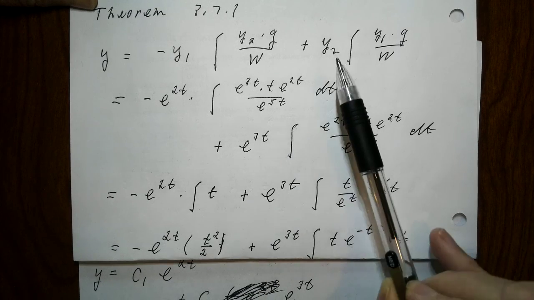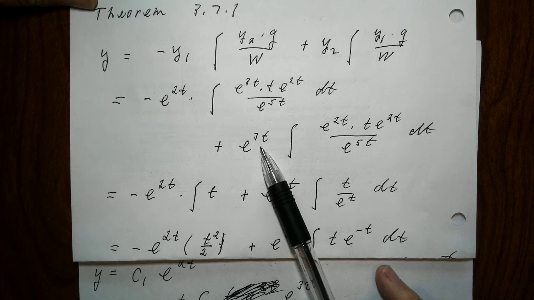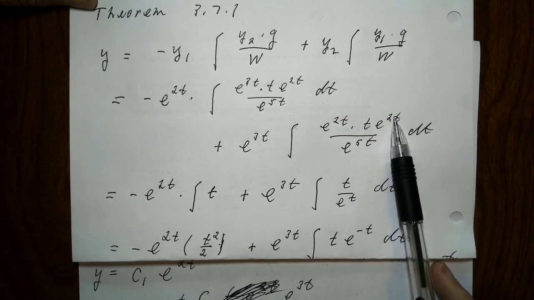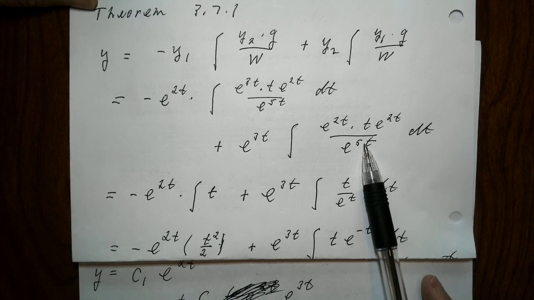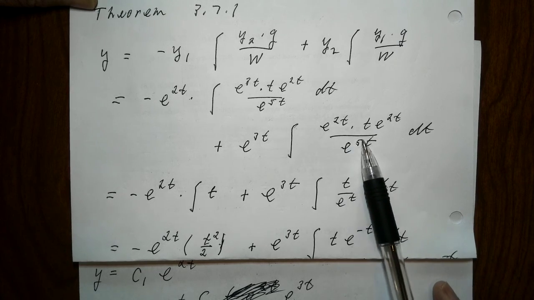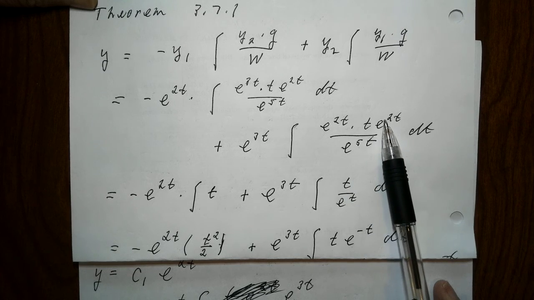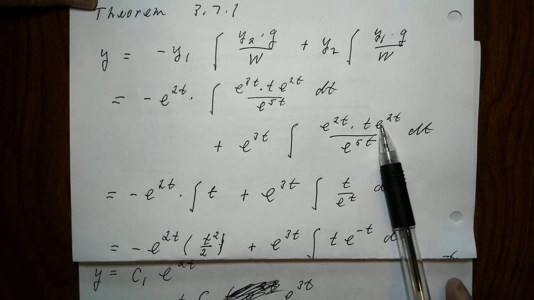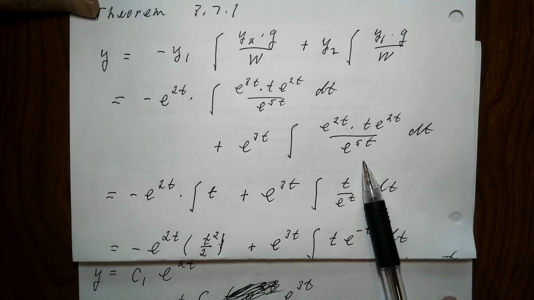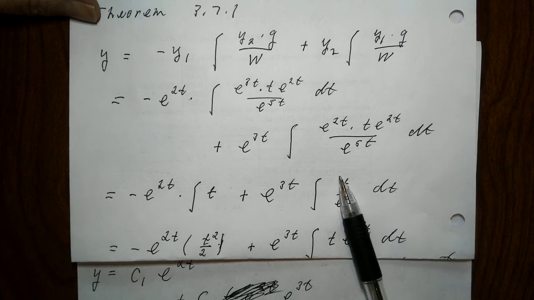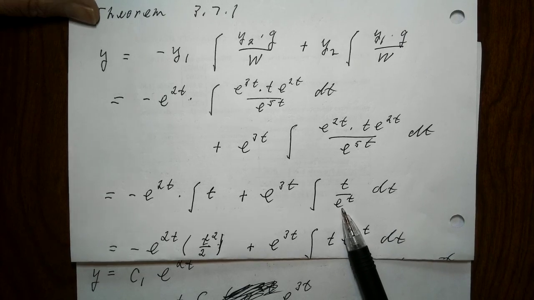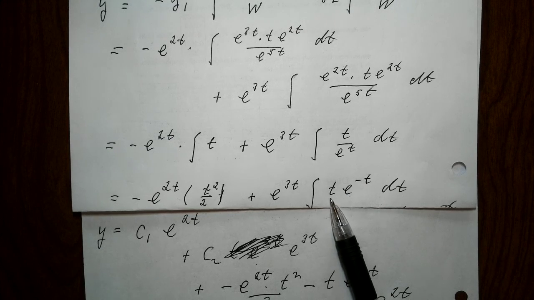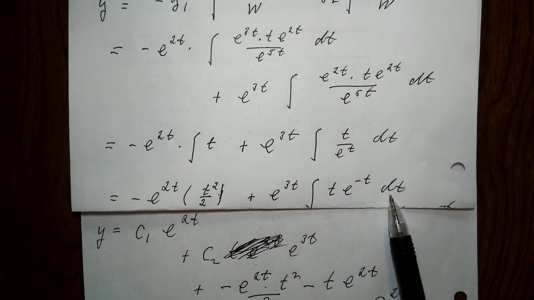Now on the other hand, y2 is e to the 3t, y1 is e to the 2t, and g is t e to the 2t over e to the 5t. Now in this case, we're going to have a leftover exponential because we're going to have e to the 2t times e to the 2t, which is e to the 4t. e to the 4t divided by e to the 5t is 1 over e to the t. So I'm going to have the integral of t over e to the t, and we can change this t over e to the t to something of the form t e to the minus t.